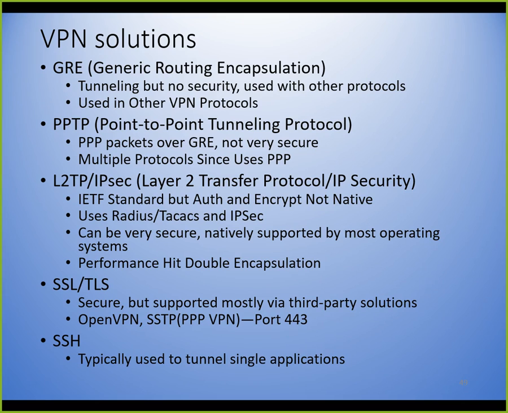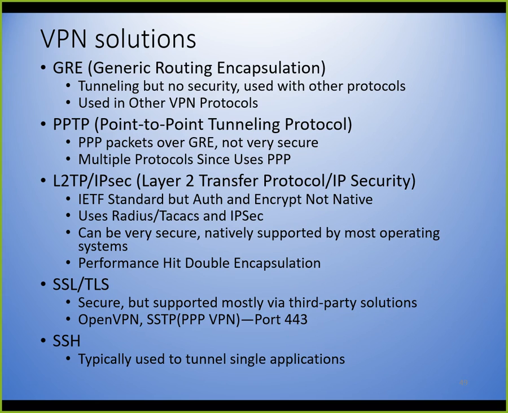When we get to IPsec, the hint as to what it can be used for is in the first two letters, IP. So if we have other protocols, and generally we don't, but we may need to use GRE. One of the things that it will do that IPsec will not do is to encapsulate and put into the tunnel multicast traffic. Point-to-point tunneling protocol, point-to-point packets over GRE, is not very secure. Multiple protocols since then use PPP. So point-to-point tunneling protocol is a secure one. At least it's a sort of secure one.